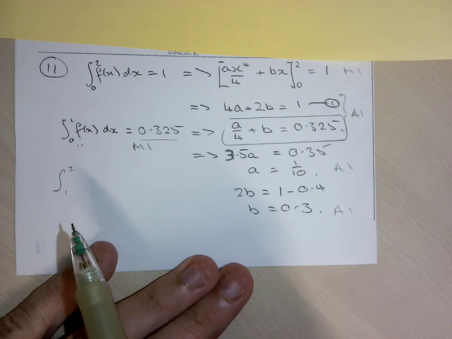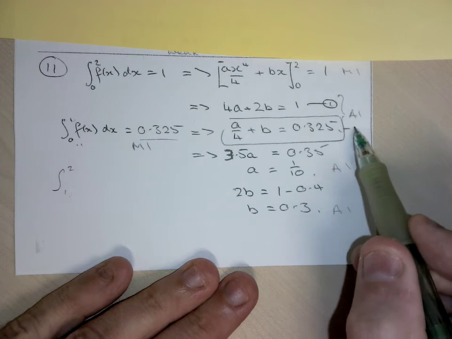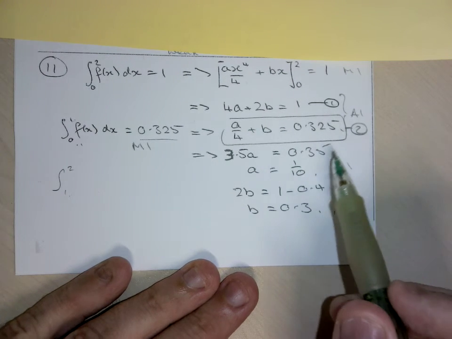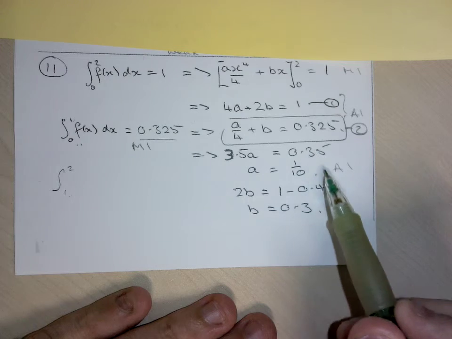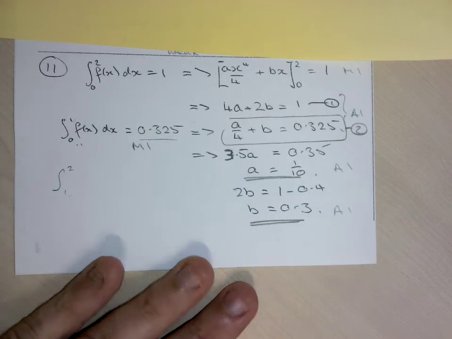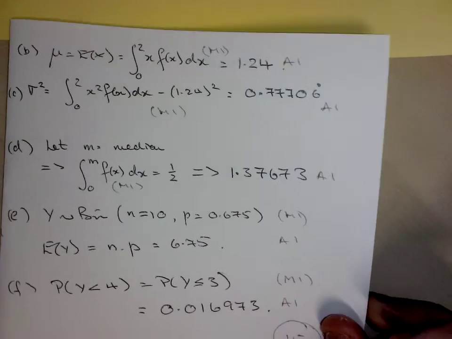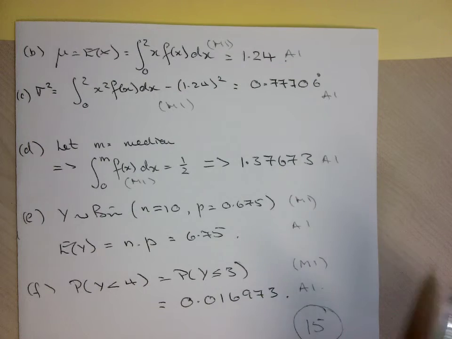equation relating A and B, and then to show the result, of course, is going to be solving those two equations. It's a show that, so you're going to want to show the steps of algebra to arrive at those two results. So that's the first part. Once you've got that, the other parts of the question are very much calculator heavy.